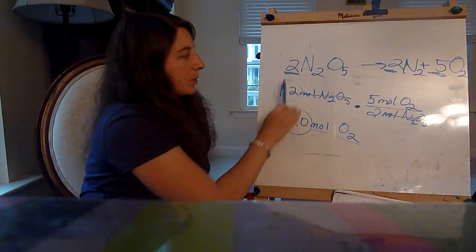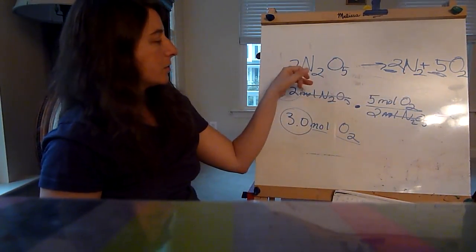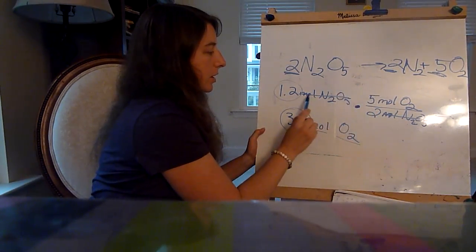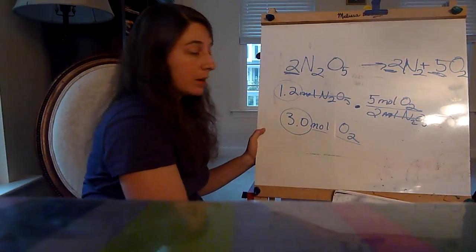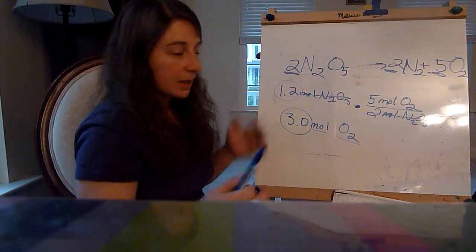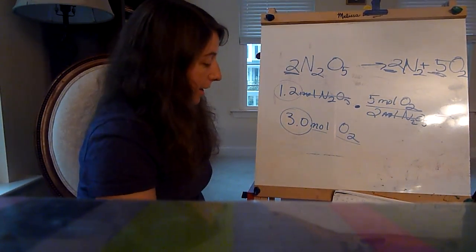So anytime you have a balanced chemical equation, you can compare moles to moles and just put them in whatever order causes you to cancel out what you want to get rid of and end up with the units that you want to have in your answer. Make sure you do extra practice problems so you get a little more experience with that.